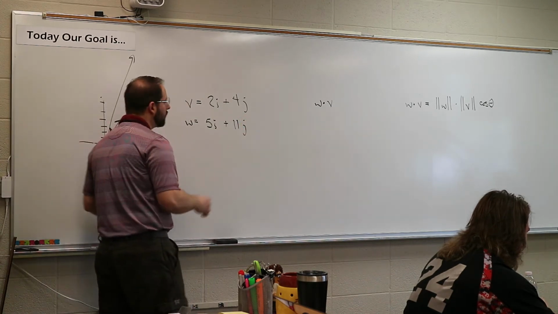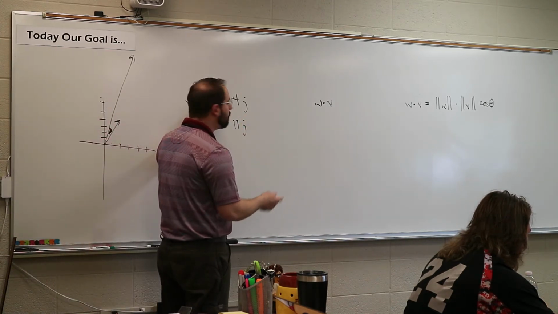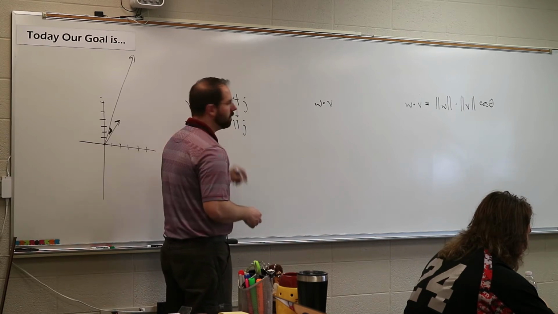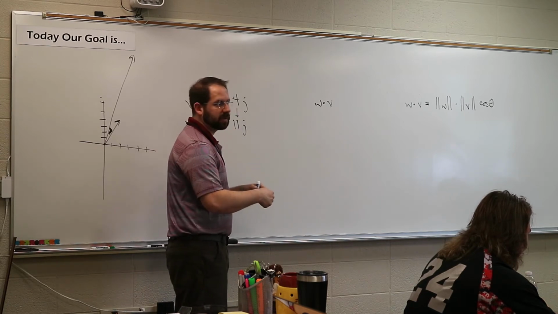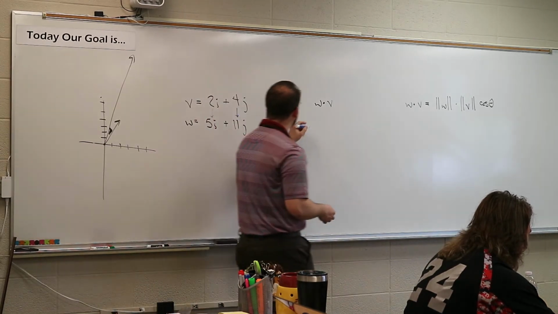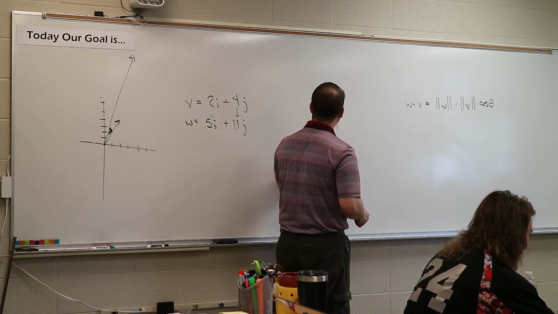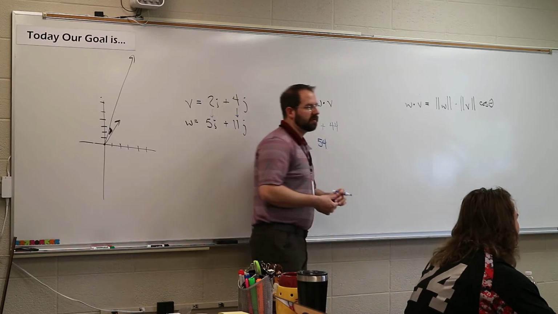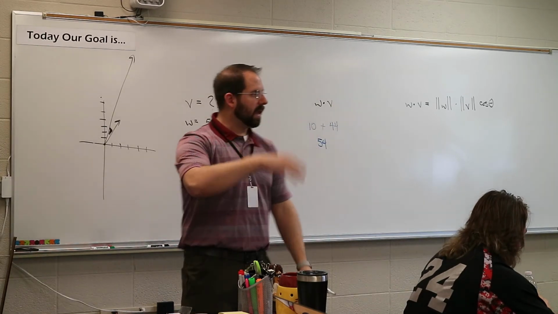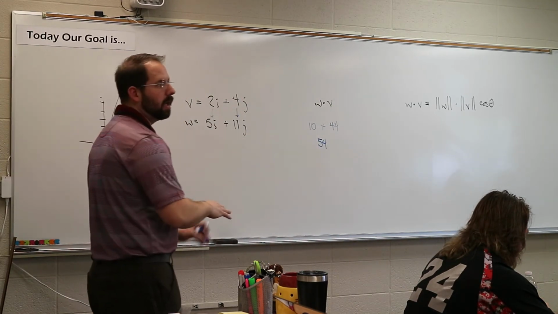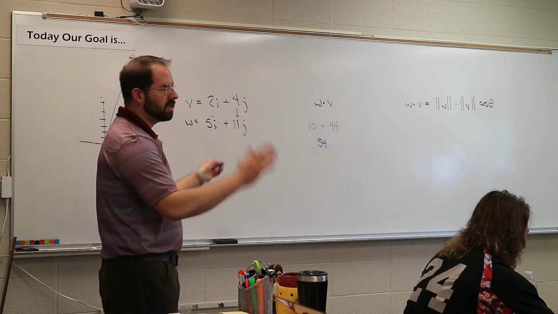So here's how it works. To find the dot product, you multiply these numbers together, the i's and j's, and you add the two answers together. It's a number, it's a digit. So this is 10 plus 44, which is 54. Does everyone understand how I did the dot product? You multiply the i's, you multiply the j's, you add them together. If they're negatives, fine, add them together, it's a negative number.